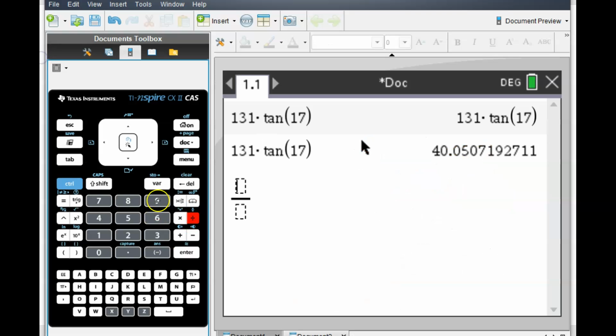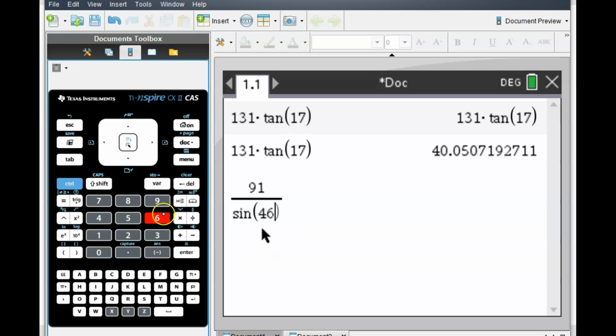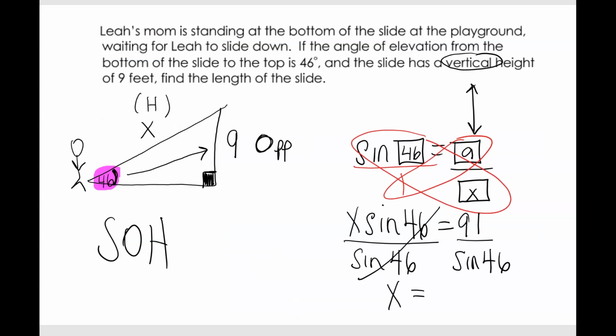Control division, 9 divided by the sine of 46. That gives us 12.5049. Okay, so it didn't tell us where to round, so just include 4 decimal places.